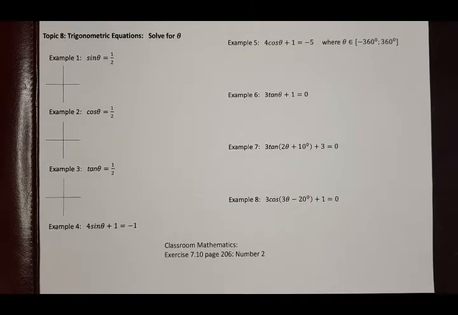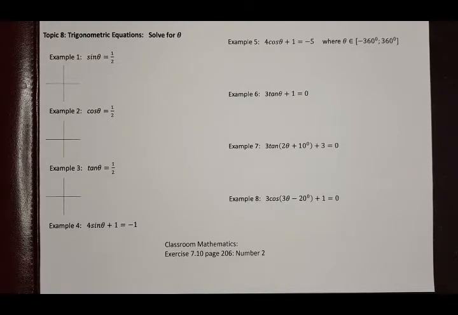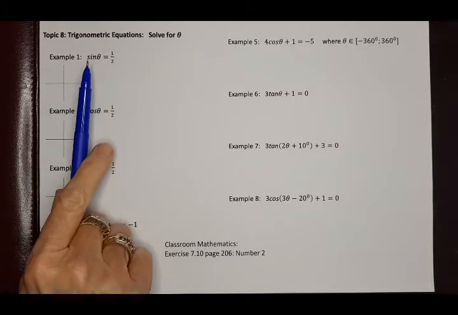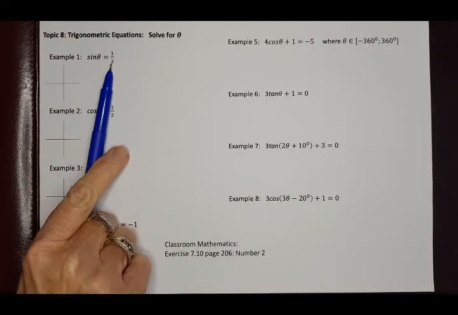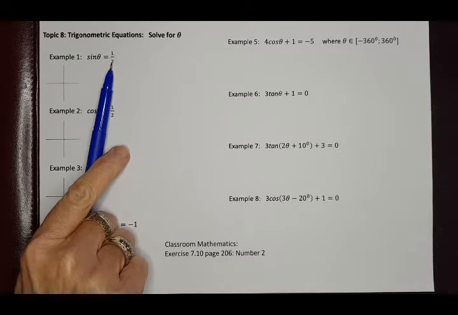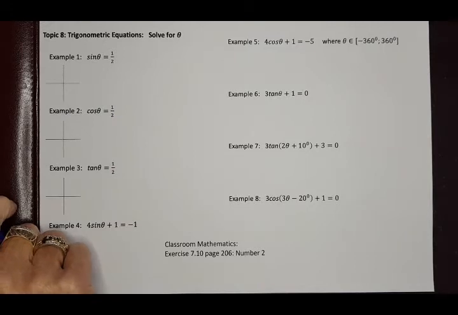In this 8th topic, we are solving trigonometric equations. Now, the difference between solving an equation and proving an identity. An equation like this is going to be true for some values of theta. With an identity, your equation works for every single possible value of theta.